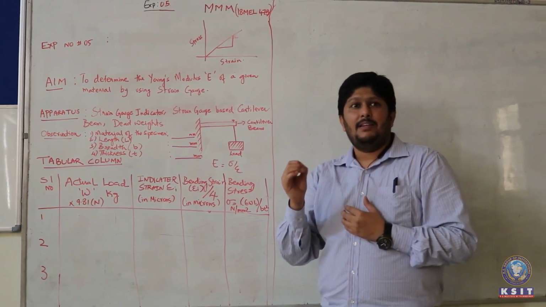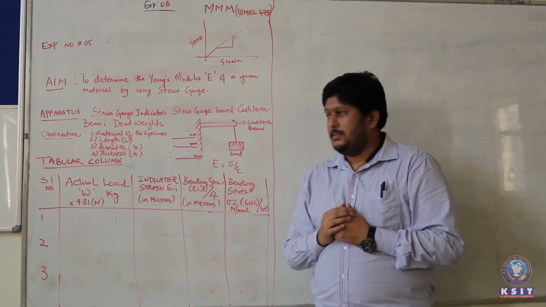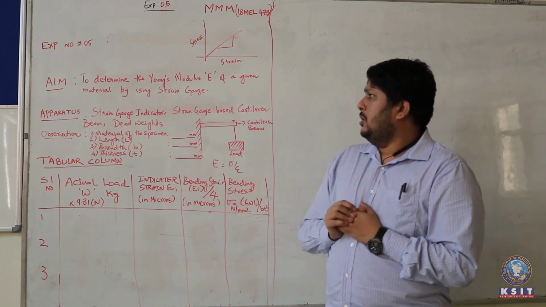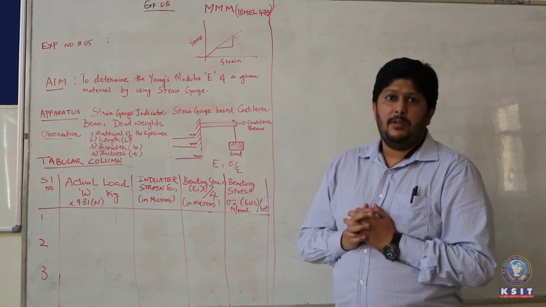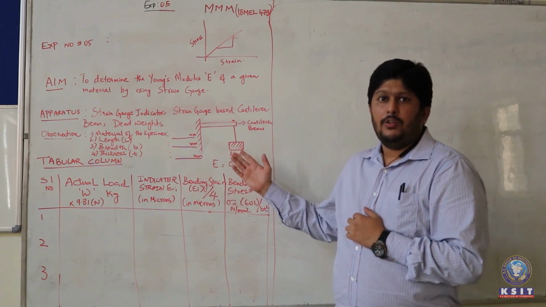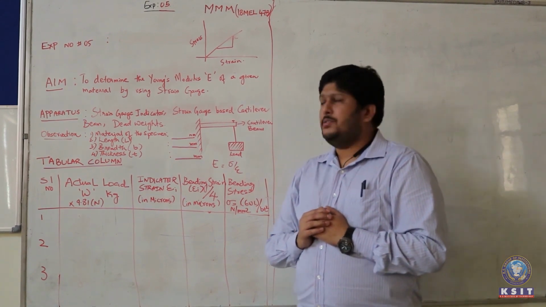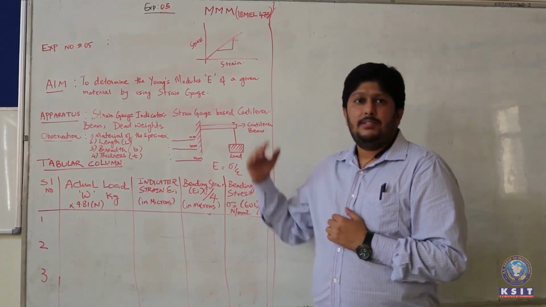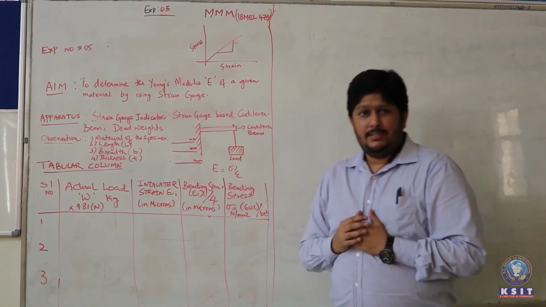This change in electrical resistance is transferred as the electrical signal, and we get different readings. Okay, so the aim is to determine the Young's modulus of a given specimen using a strain gauge. You all got to know what a strain gauge is, and the working principle behind it. So what is the apparatus we need? Strain gauge indicator and strain gauge based cantilever beam, and you need weights.